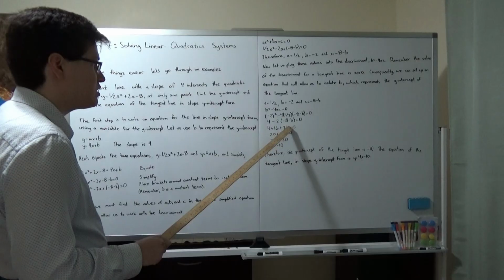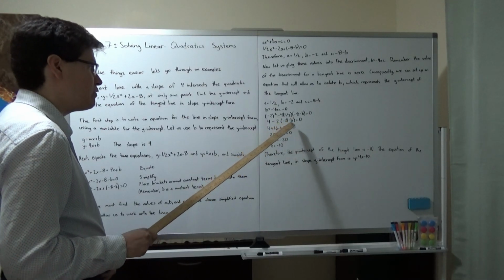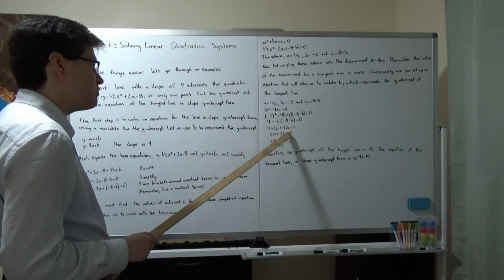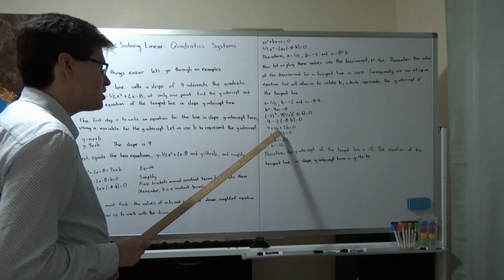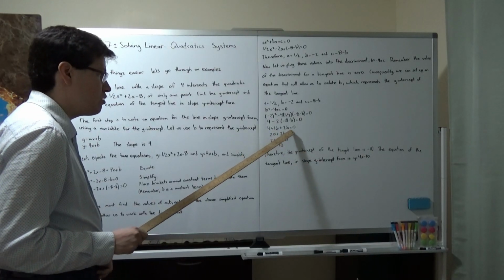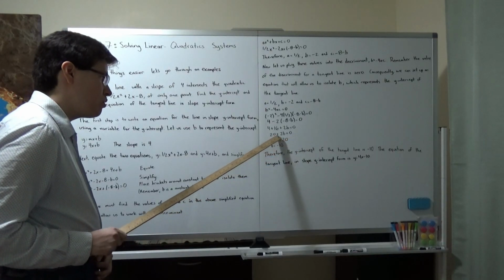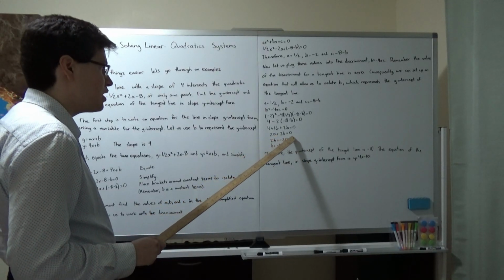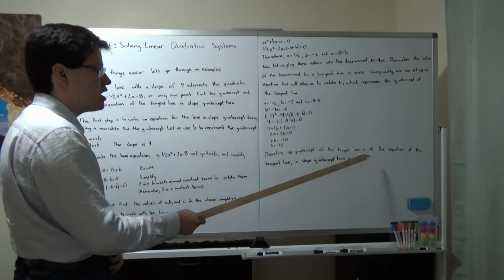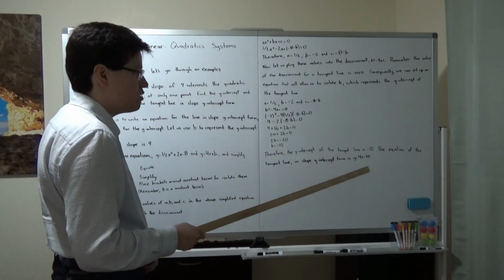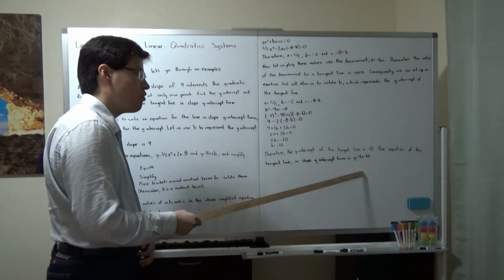4 minus, minus 2 times minus 8 is positive 16. Negative 2 times negative b is positive 2b equals 0. 4 plus 16 equals 20. 20 plus 2b equals 0. 2b equals negative 20. b equals negative 10. Therefore, the y-intercept of the tangent line is negative 10. The equation of the tangent line in slope y-intercept form is y equals 4x minus 10.